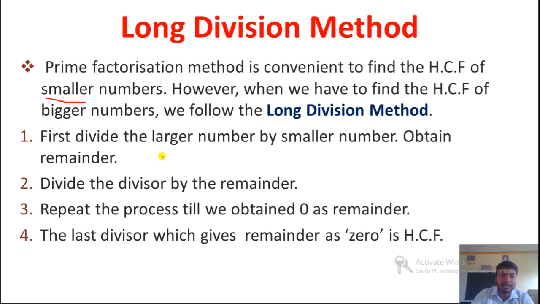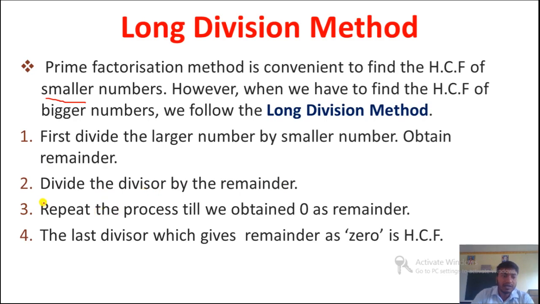So first, divide the larger number by the smaller number and obtain the remainder. This is the first step. Then step number 2, divide the divisor by the remainder. Whatever remainder we get, by that we will divide the divisor.